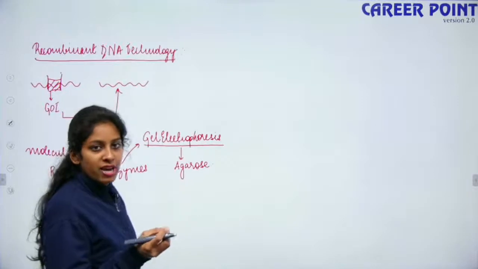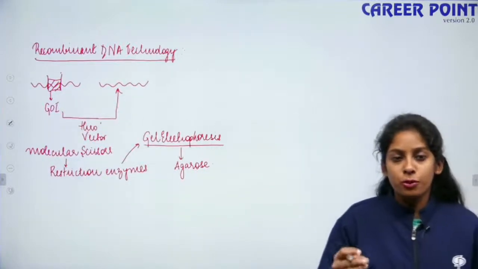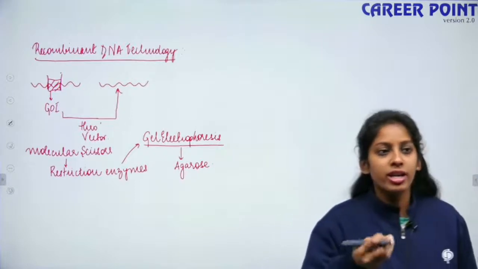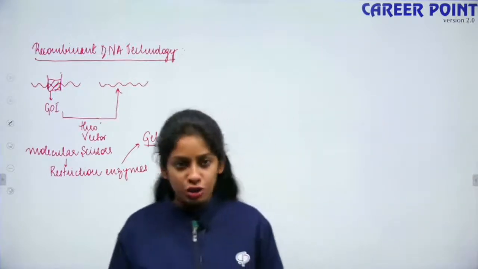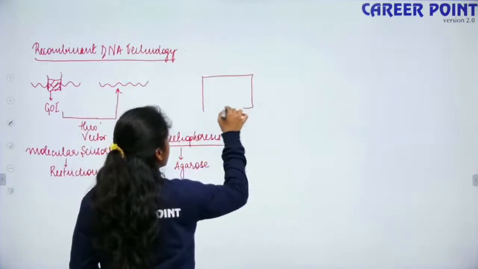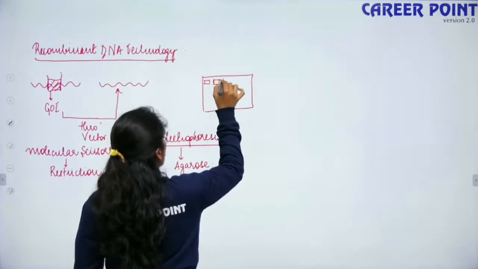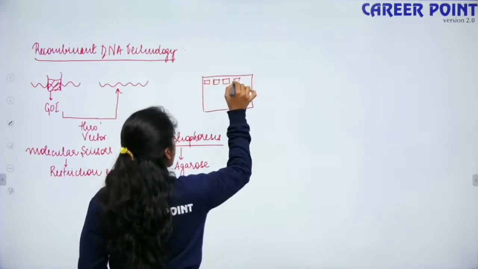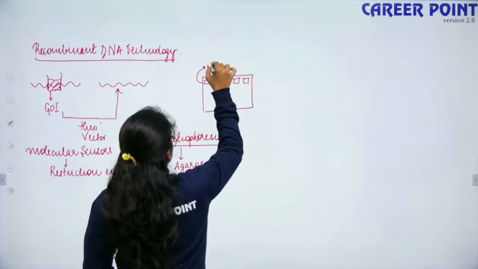It is commercially available. I take the agarose, add it in the appropriate proportions, heat it and solidify it, and it becomes like a semi-solid gel. It ideally looks like this. But here I make depressions, which are called wells. I load my sample here.